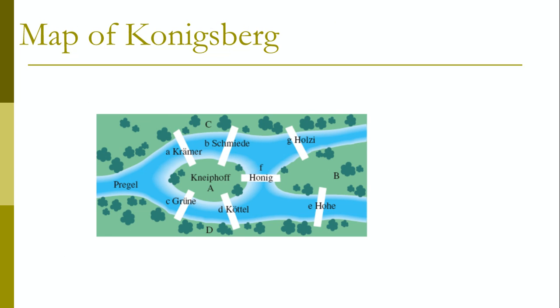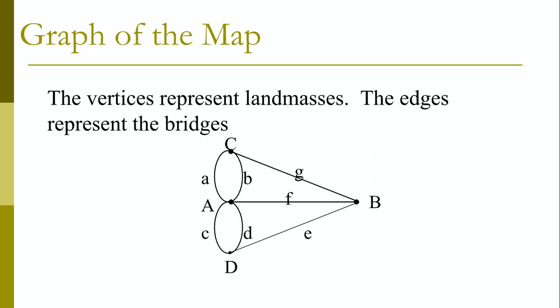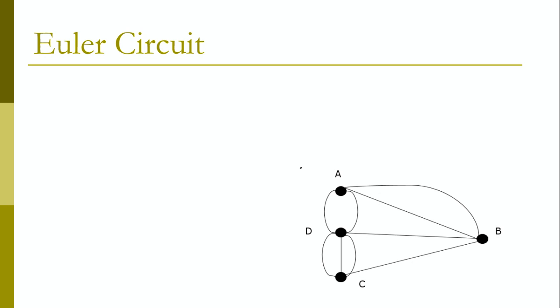So this is kind of what the layout looked like. There were 7 bridges, and they wanted to stroll through the city and cross the bridges once and only once. So we can make a graph from this diagram with the vertices representing the landmasses and the edges representing the bridges. And then our goal is to cross each of those edges, which are our bridges, once and only once, and end back up where we started. And that would be a Euler circuit.